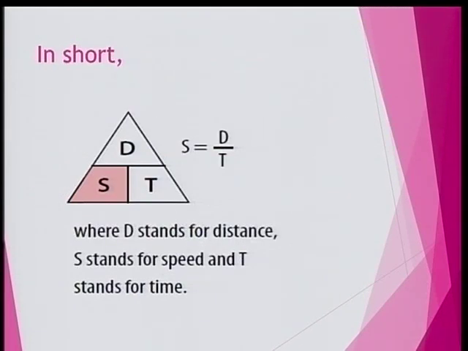In short, we can use this triangle. So if I'm going to find speed, speed is D over T. S stands for speed, D for distance, and T for time. So S is D over T.